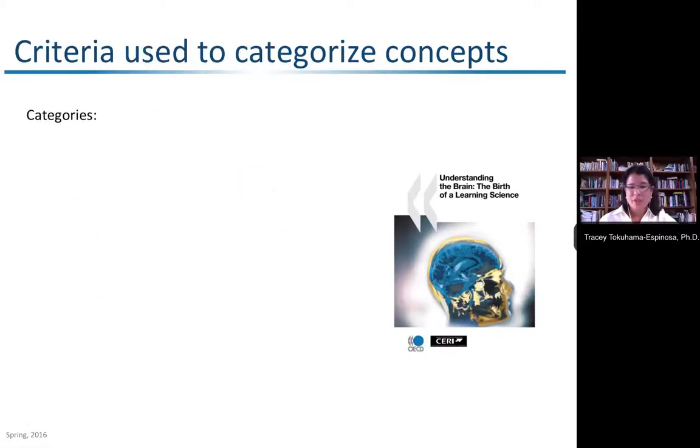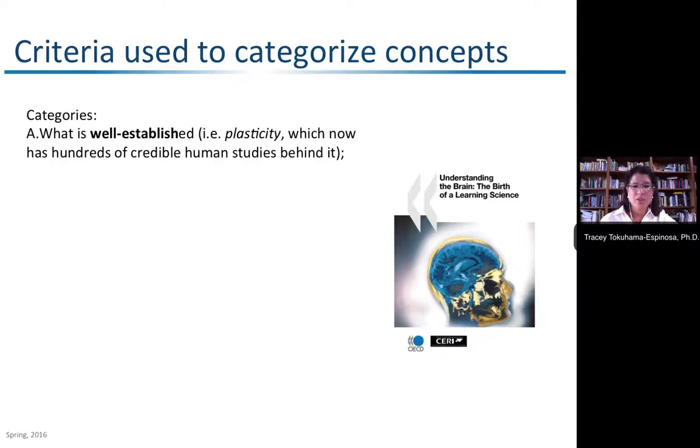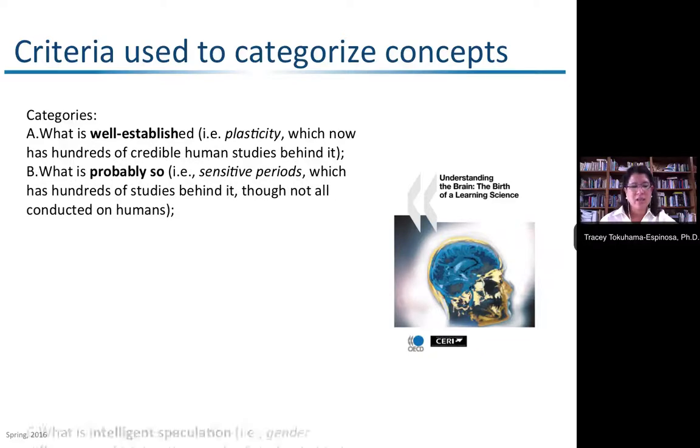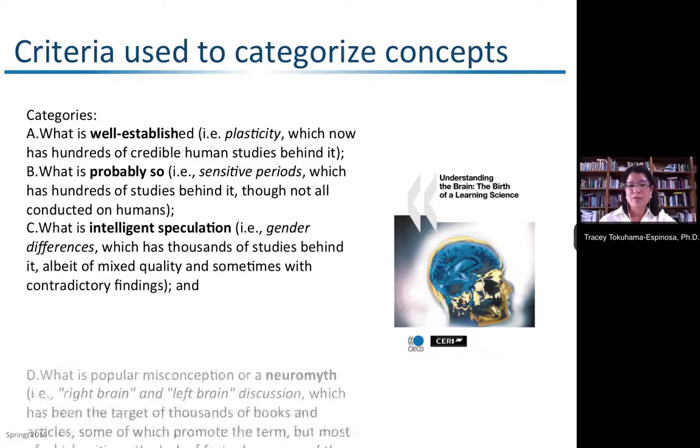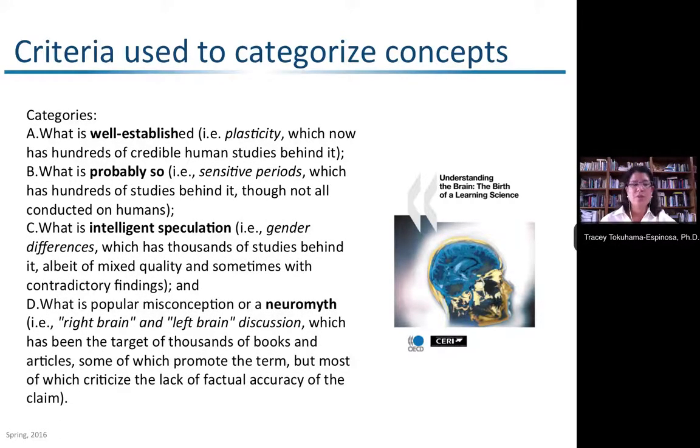A lot of this information was born out of the efforts of the OECD countries, starting in 2002 and then published again in 2007, trying to categorize the types of information that teachers are exposed to. So there's information that's well established, there's information that's probably so, there's information that is just basically intelligent speculation. It seems like it would be logical, but there really is mixed evidence behind that. Or things that are just myths. And unfortunately, there's a lot more myths out there than there are things that are well established.